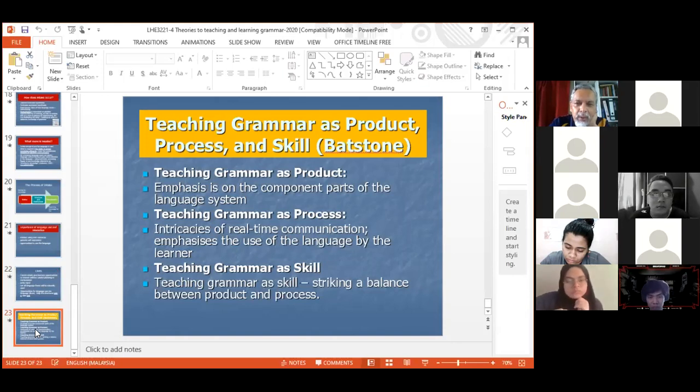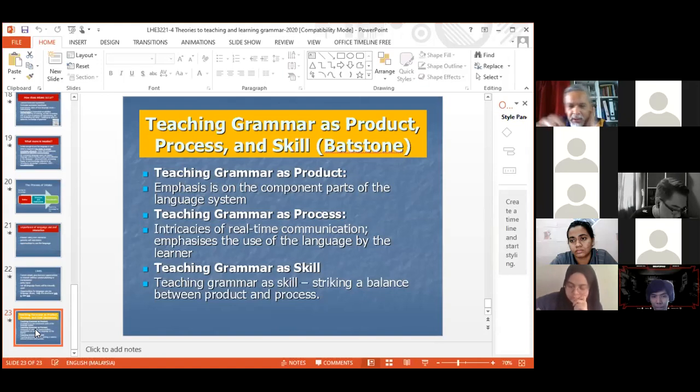Okay, so this is just an introduction into what we will look at in the future. We're going to look at Rob Bedstone's 3 different kinds of teaching of grammar. One is teaching grammar as product, the other is teaching grammar as process, and the third is teaching grammar as skill. Teaching grammar as product means the emphasis is on the component parts of the language system. That means you can look at the form, you can focus a little bit more on the form. And this is probably the beginning part.